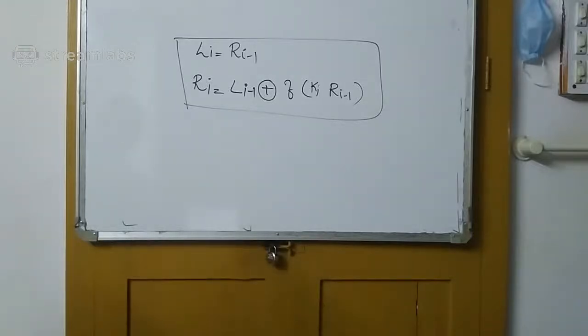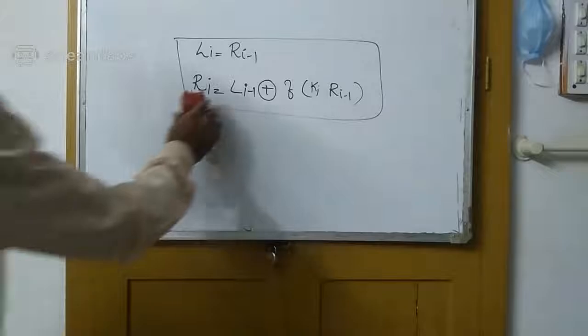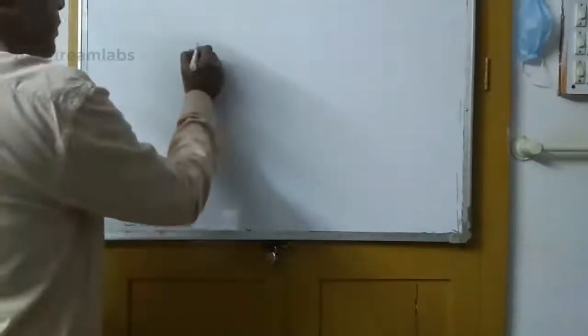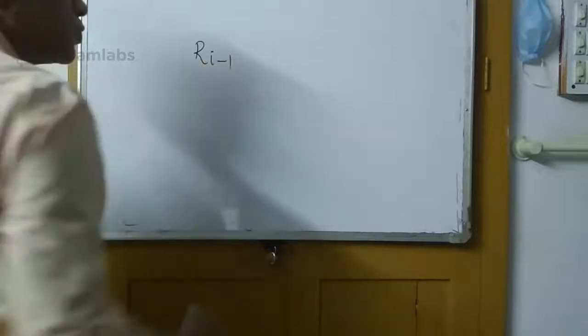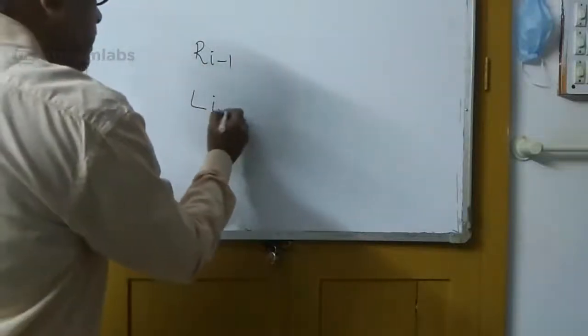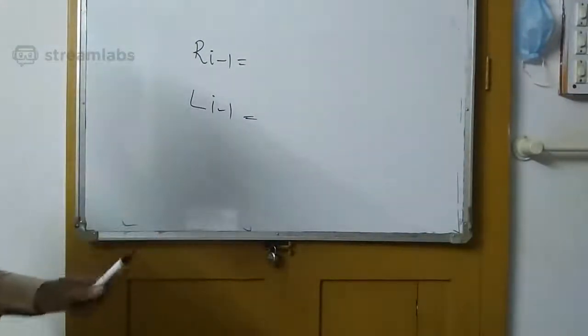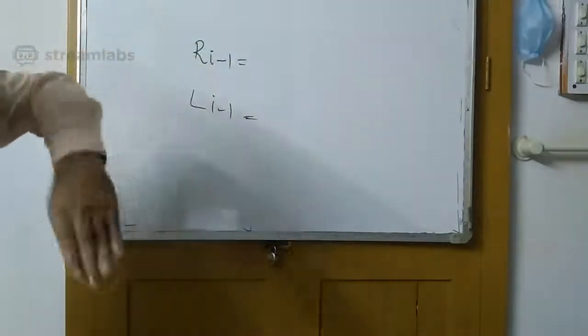But when it comes to the decryption operation, rather than drawing it, I'll just write it in the form of equations. For decryption, what we are expecting is exactly the reverse operation. So it is RI minus 1 and LI minus 1. These are the things that we want on the decryption side. Whatever we have done in one particular direction, the similar action takes place at the receiving side, but in the opposite direction.